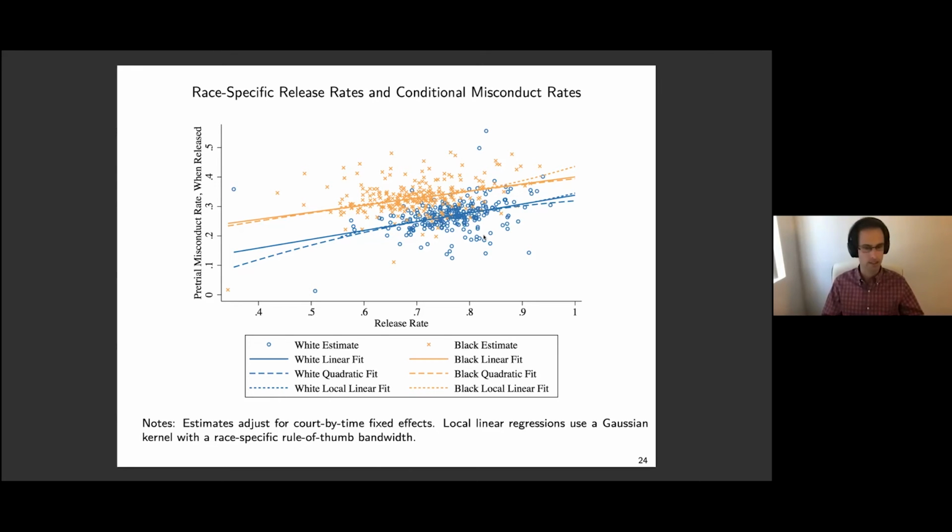So every circle here is going to be the estimate for the white defendants assigned to that judge, and every orange cross is going to be the estimates for the black defendants assigned to that judge. And so what we're doing here is we're fitting different curves to this data. So we have a linear fit, a quadratic fit, and a local linear fit. And our question is where do these curves intercept the x-axis at 1? And that will give us the average misconduct rate for that defendant population.